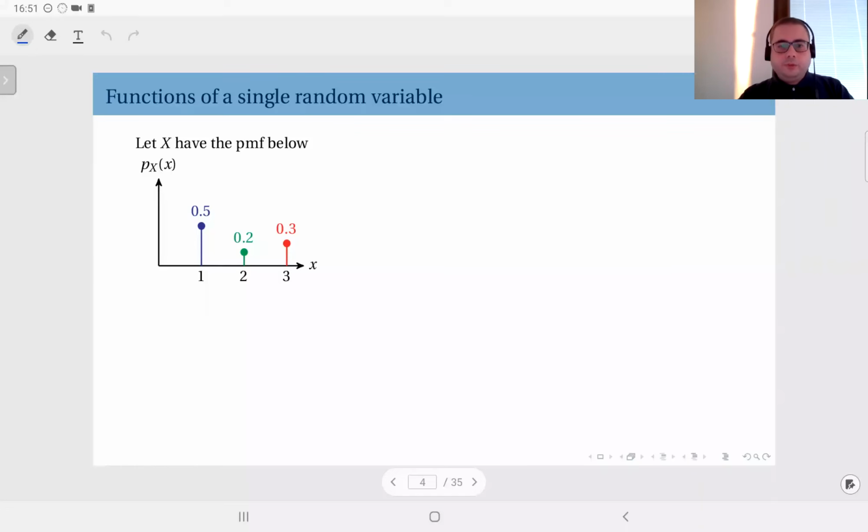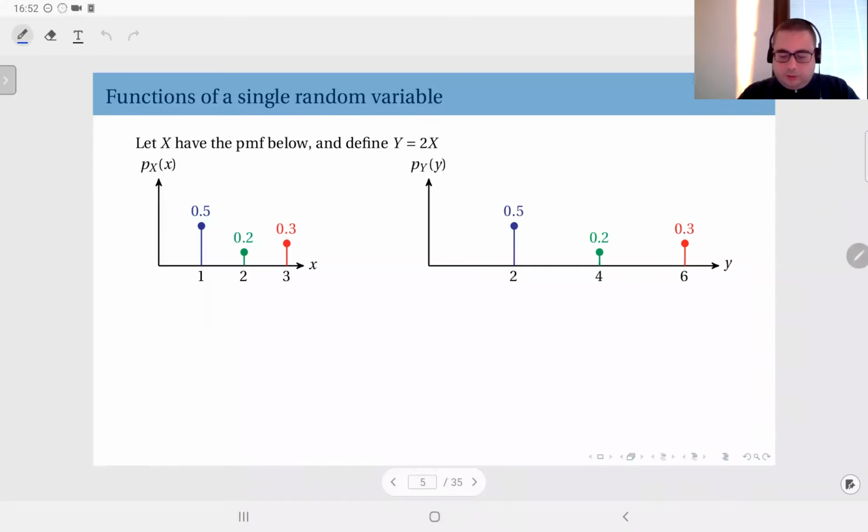Let's look at a simple example. Here we have a PMF of a random variable x given to us, and we will investigate a number of other random variables defined as functions of this random variable x. Okay, so first of all, let's look at this function y equals 2 times x.